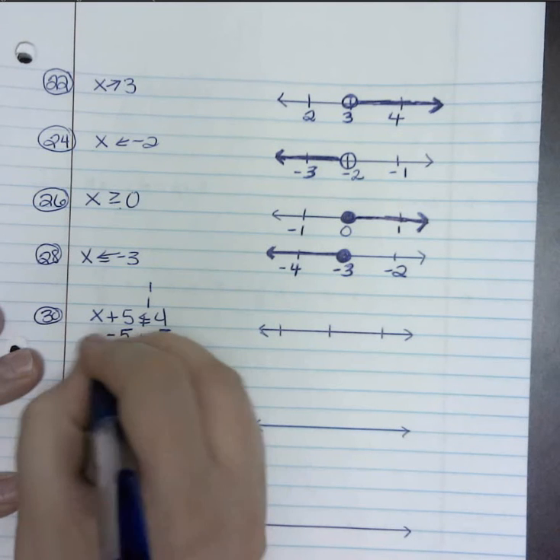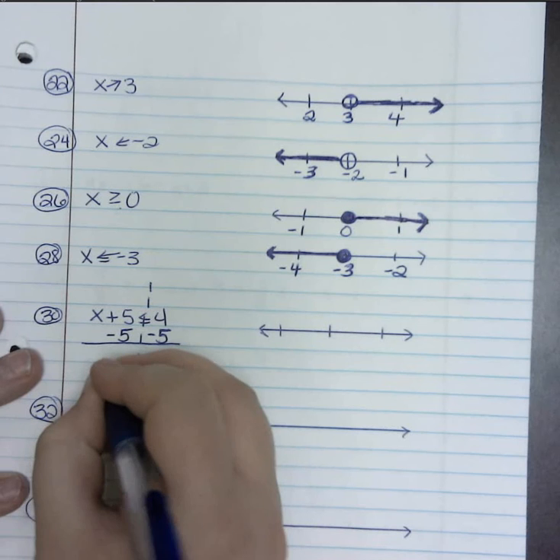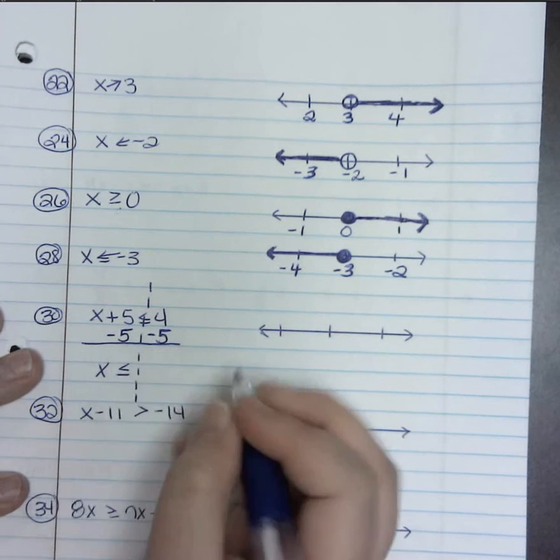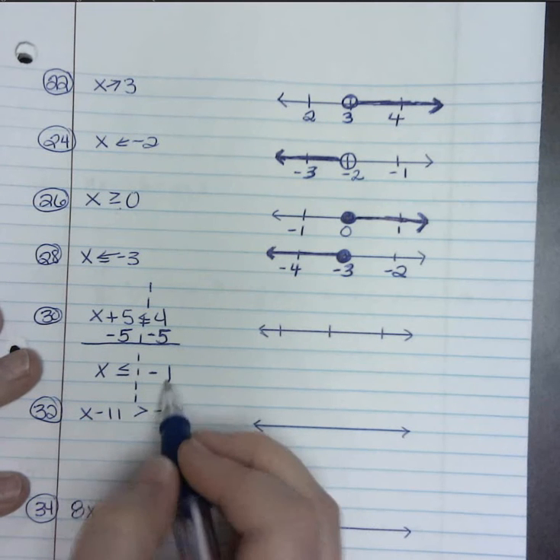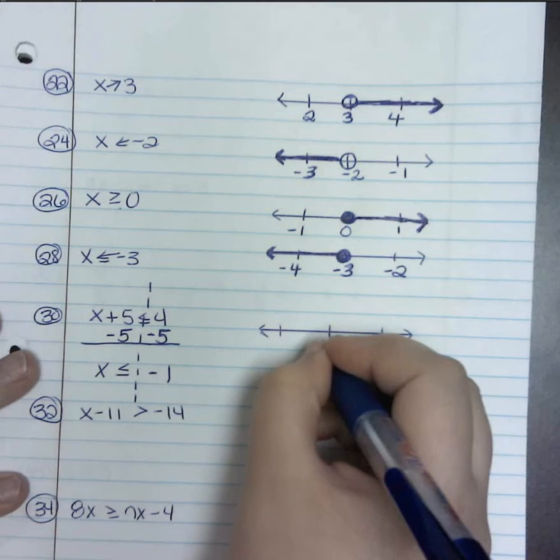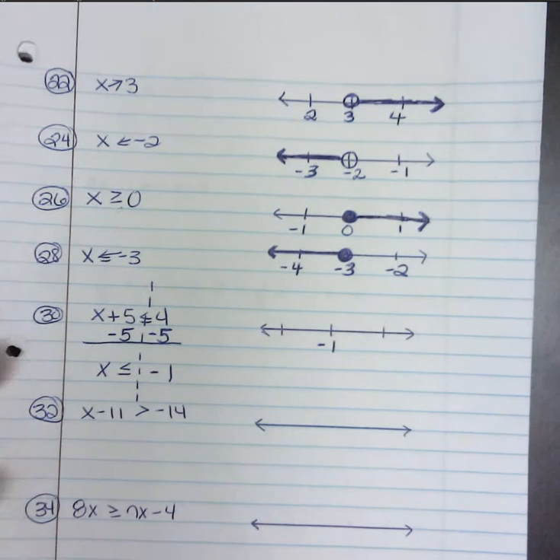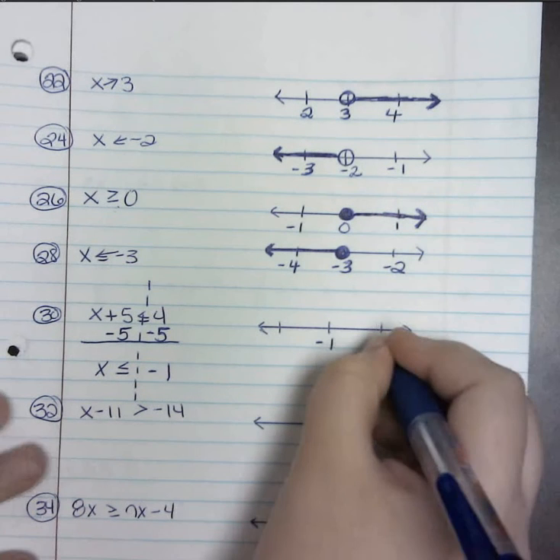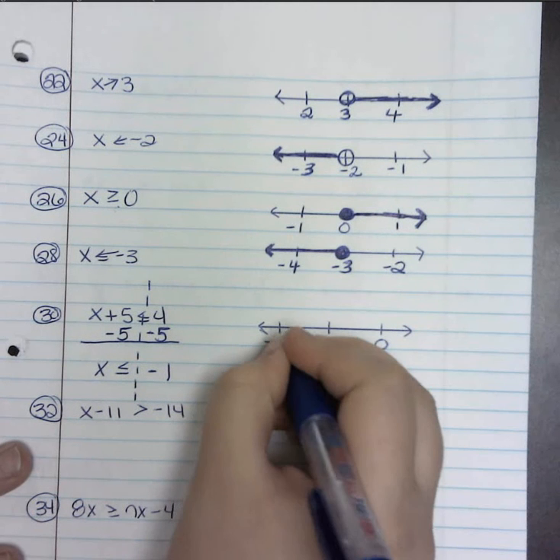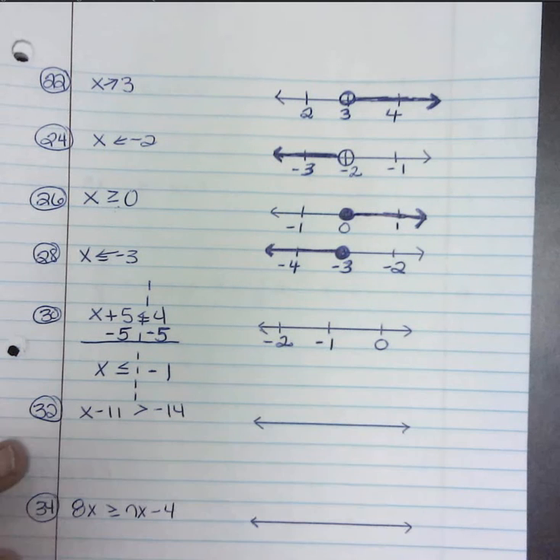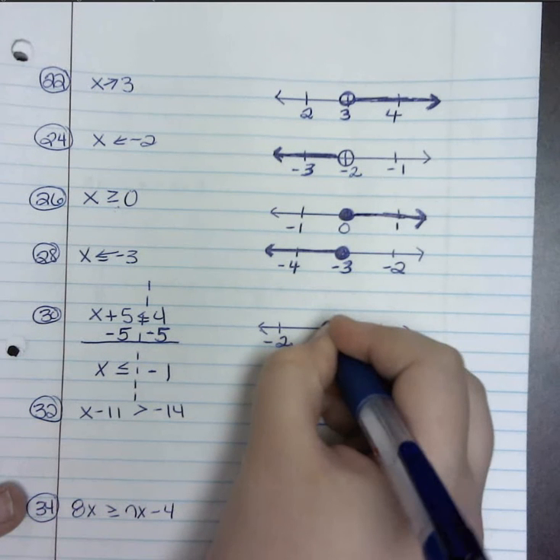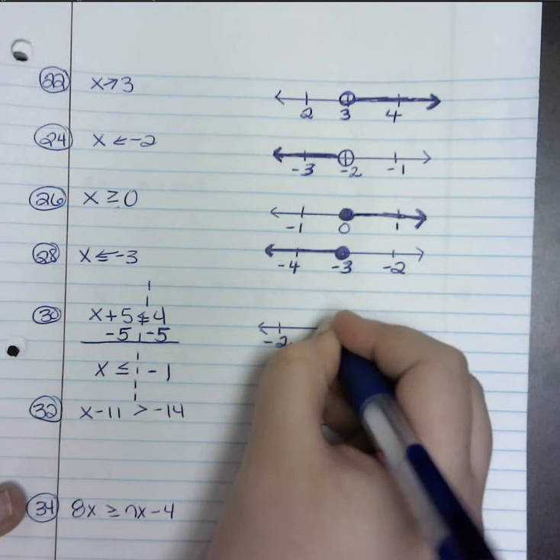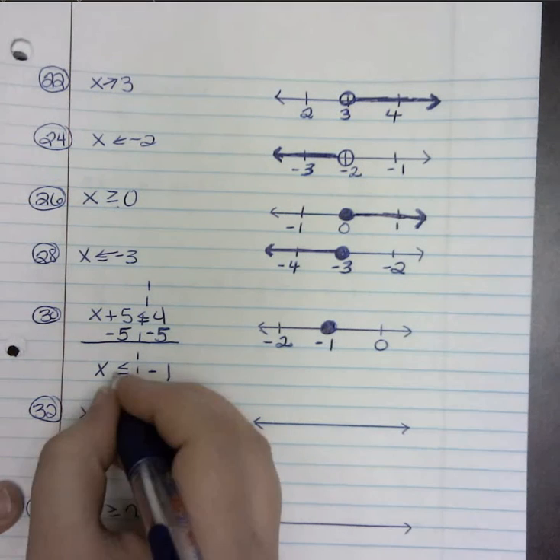Which leaves us with x is less than or equal to -1. We've got 4 minus 5 is -1. So -1 is going to go in the middle of our graph. 0 is to the right. -2 is to the left. We're going to use a closed circle on the -1. And we're going to shade to the left.